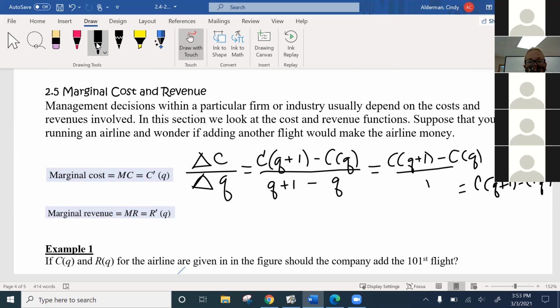And using the same sort of logic, we could do the same thing for marginal revenue. So it is going to be, well, we don't need to go through the whole thing, but it is going to be the same thing, only this time revenue of making some quantity plus 1 more minus revenue of what they used to make.